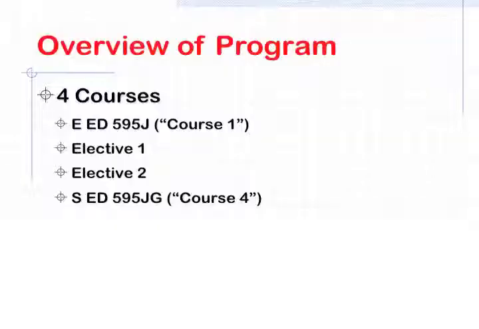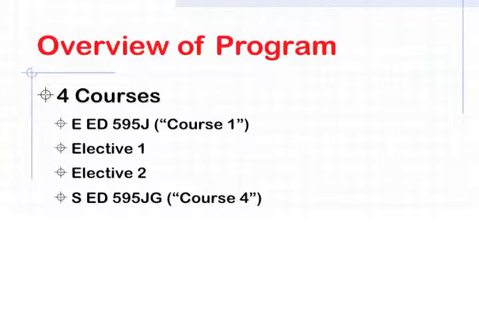So our program consists primarily of 4 master's level courses, and the bookend courses that we commonly refer to as Course 1 and Course 4 are the induction courses. They contain all of the content of the induction program, the BTSA components, the beginning teacher support and assessment pieces that Susan was just describing and Robin was describing. And then we also provide 2 additional courses as electives.